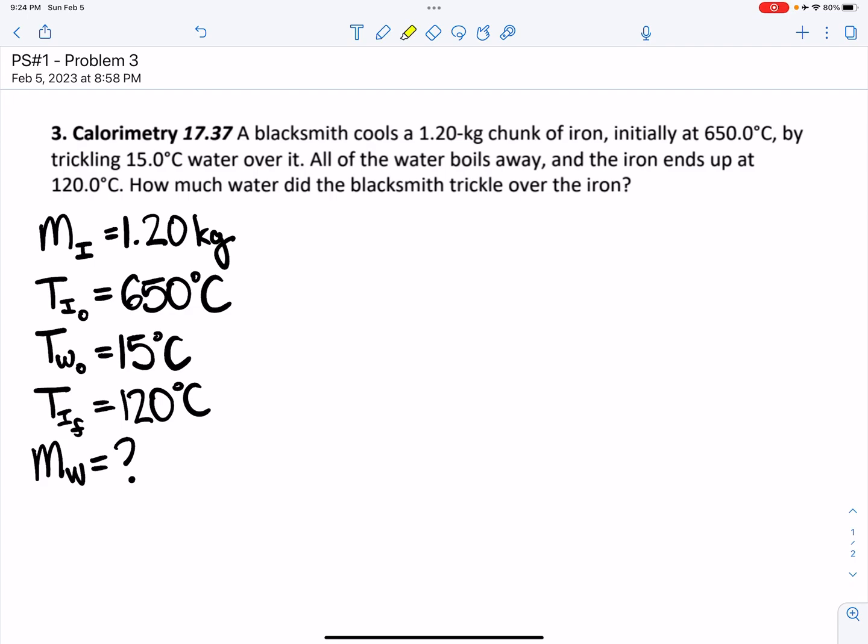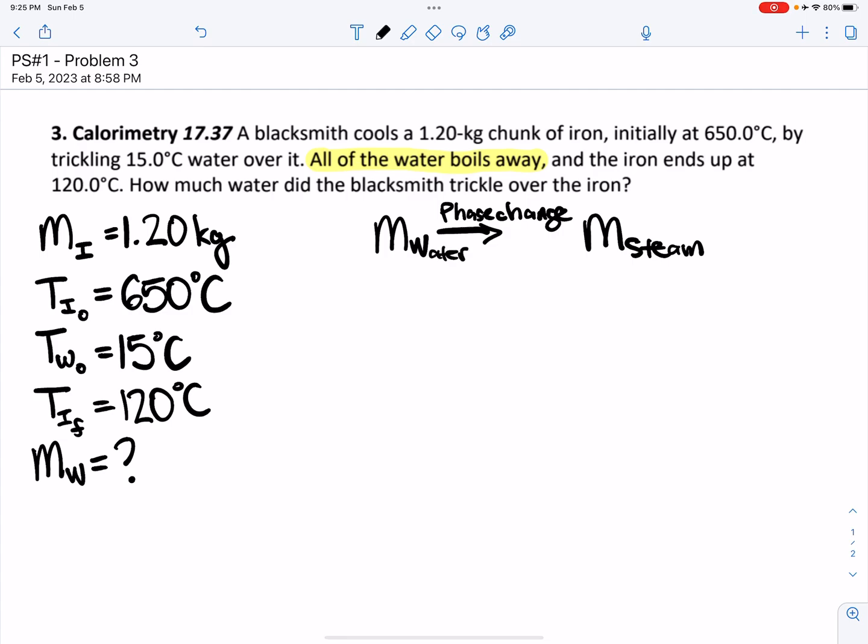Okay, we know that all of the water boils away, right? That's kind of a key thing here. So what does that mean? That means whatever M W was initially experienced a phase change and eventually became steam, right? So M steam. That's what happened to the M water. So they're equal, so we'll just call it M W for simplification purposes. But we know there was a phase change.